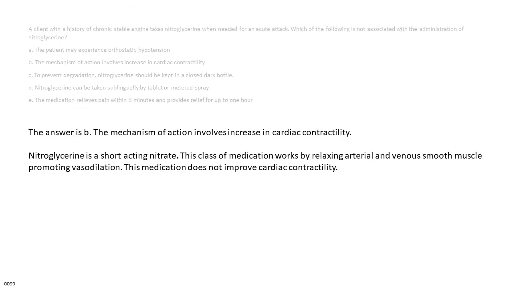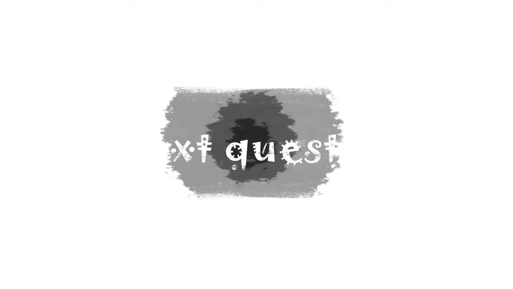The answer is B. The mechanism of action involves increase in cardiac contractility. Nitroglycerine is a short-acting nitrate. This class of medication works by relaxing arterial and venous smooth muscle, promoting vasodilation. This medication does not improve cardiac contractility.